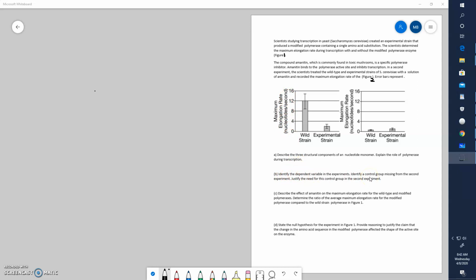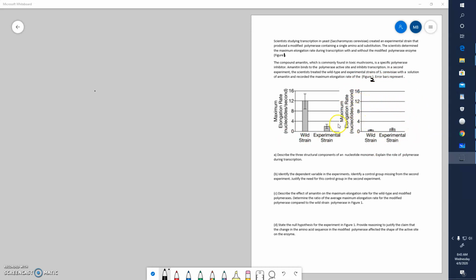Identify a control group missing from the second experiment, and justify the need for this control group. Control groups are there to show you if there's any difference between what you're doing and what the normal situation is. So the control group would be for the second experiment. We don't know what effect there would be on the first experiment ones. So they just took the second experiment, and they're just adding this compound from the mushrooms, amatoxin.